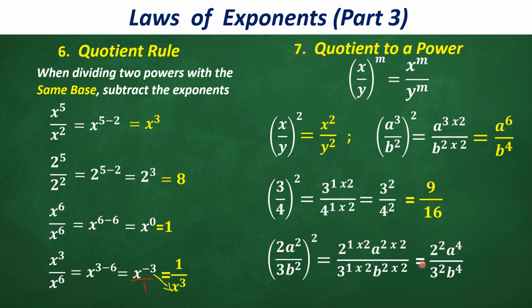So, we have 2 to the 2nd power, a to the 4th power, all over 3 to the 2nd power, and b to the 4th power. So, for our final answer, we have 4a to the 4th power divided by 9b to the 4th power.